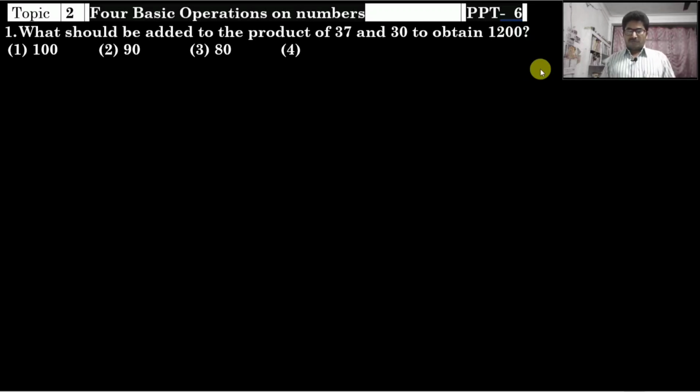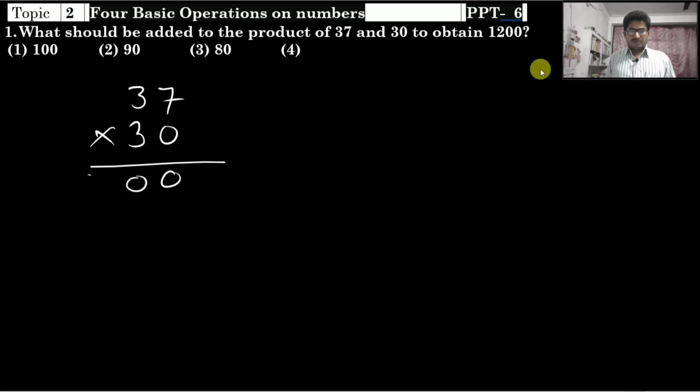First, we have to find the product of 37 and 30. 37, 30. Multiplication. 0, 0. 3 sevens are 21. 1, 2 carry. 3 threes are 9, 11. So 1110. To what should be added?